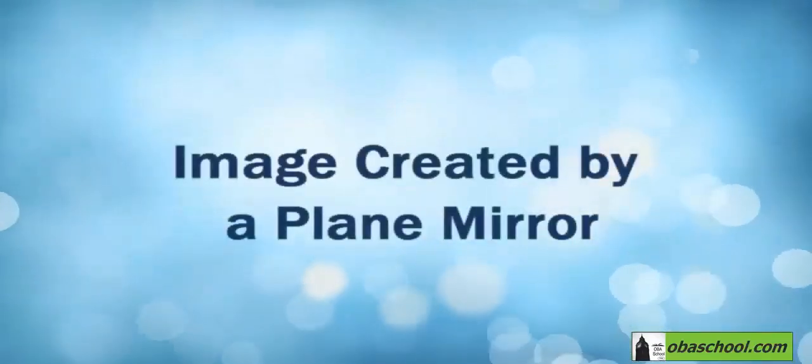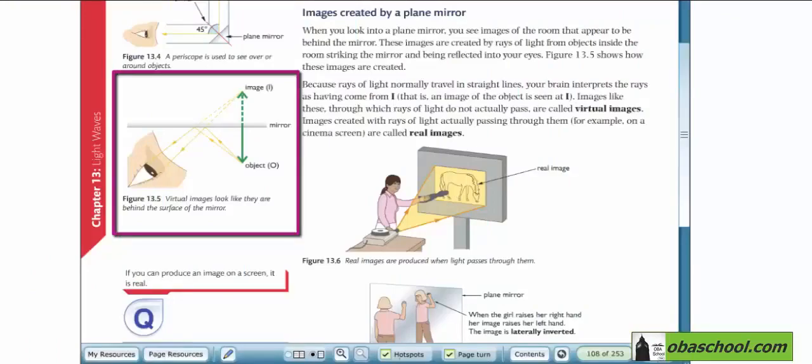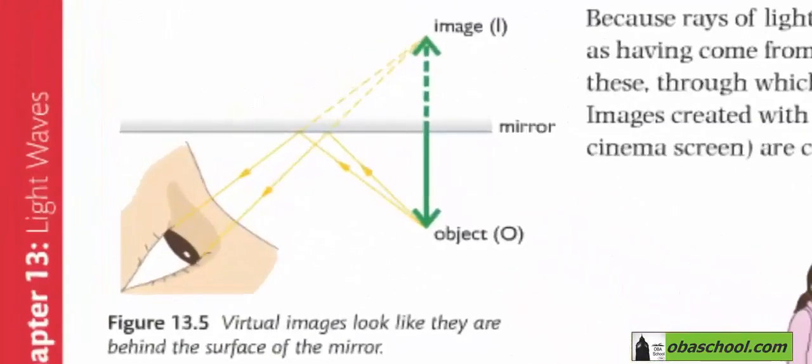Image created by a plane mirror. As you can see in this figure, it's shown how an image is formed by a plane mirror. There are two light rays from object O that are reflected off the mirror and are seen by the eye. You can also see how the image I is at equal distance from the mirror as that of the object.